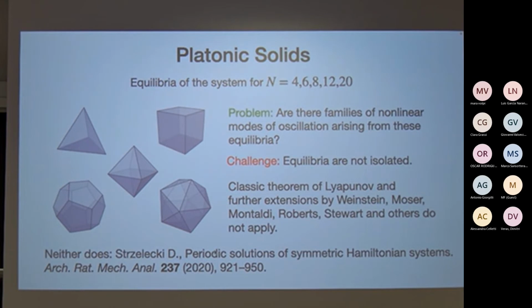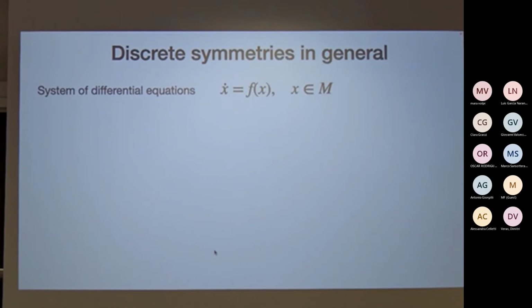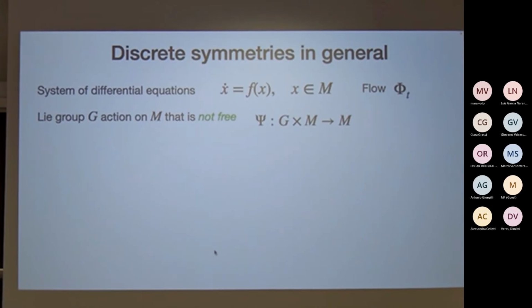And the way we're going to solve the problem is by looking at solutions with a prescribed symmetry. So let me just tell you how this works in general. So what I'm looking at is solutions of certain equations of motion with certain symmetry. So this is just in general. So imagine you have a system of differential equations on a given manifold. You have a flow associated to it. And then I need to introduce the idea of symmetry. So what we have is a group action on the manifold.